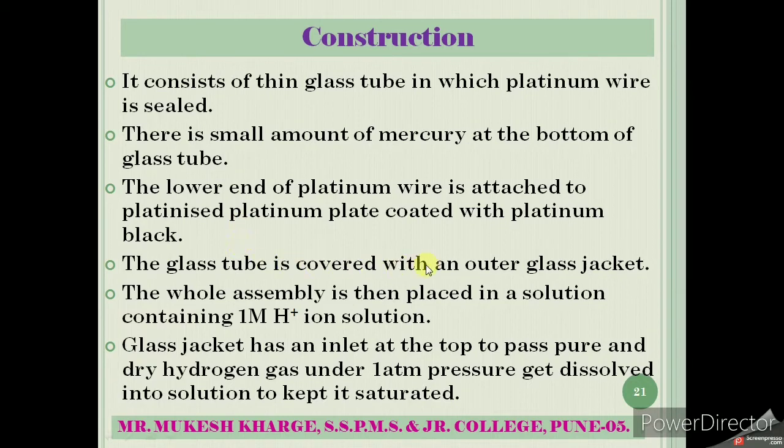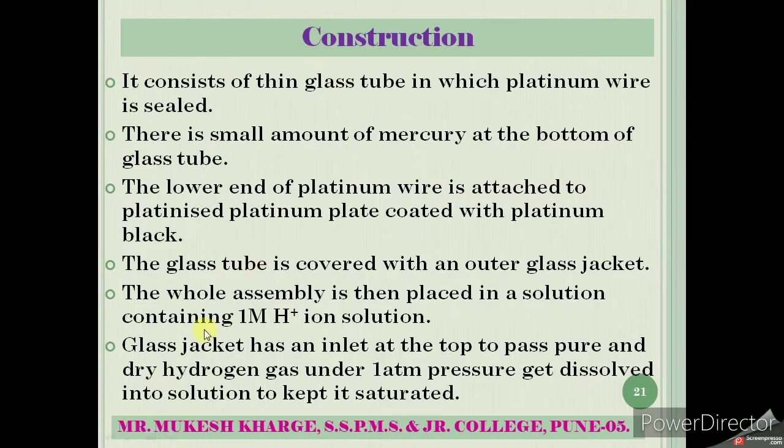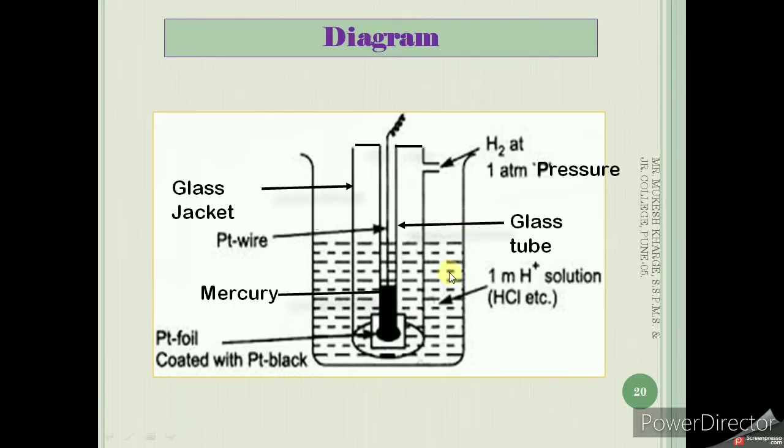Then the glass tube is covered with an outer glass jacket. The glass jacket has an inlet at the top to pass the pure and dry hydrogen gas under 1 atmospheric pressure, which gets dissolved in the solution to keep it saturated, and the whole assembly is then placed in a solution containing 1 molar H plus ion solution. So details about this diagram and the construction of the cell we will discuss.